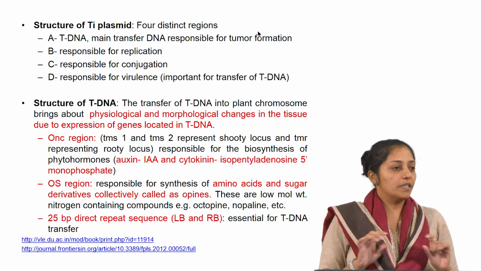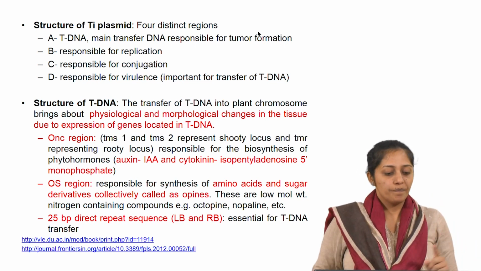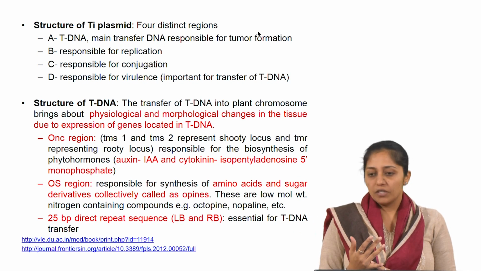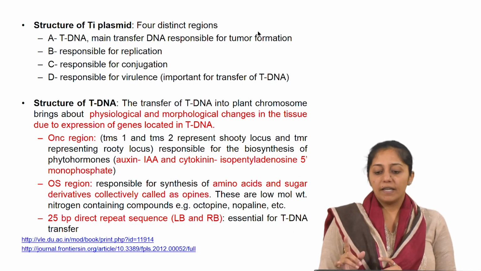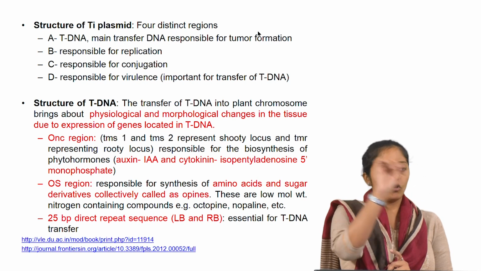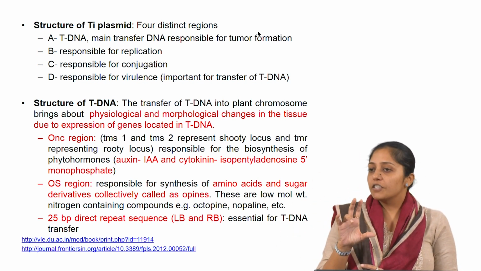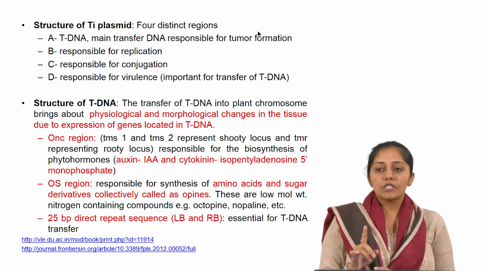So what happens? In the structure of the TI plasmid, there are 4 regions. One is your tDNA region. This is the main transfer DNA responsible for the tumor induction. It has all those genes. The second region in this TI plasmid is responsible for replication.